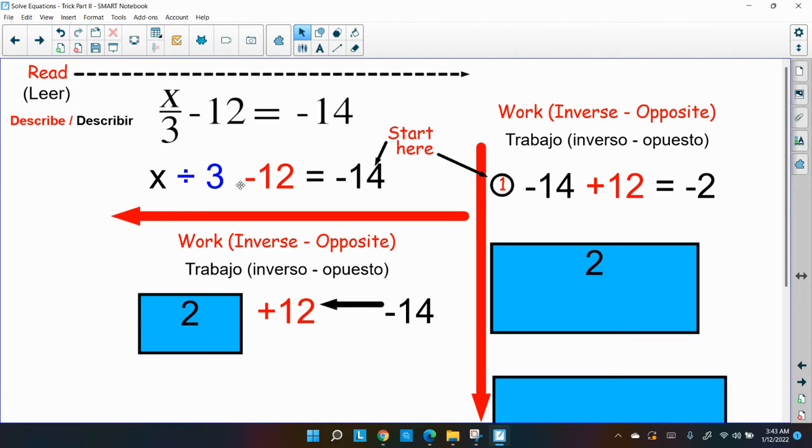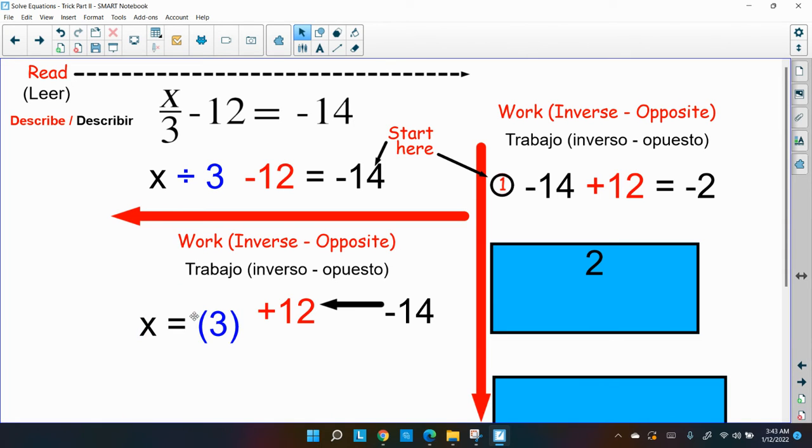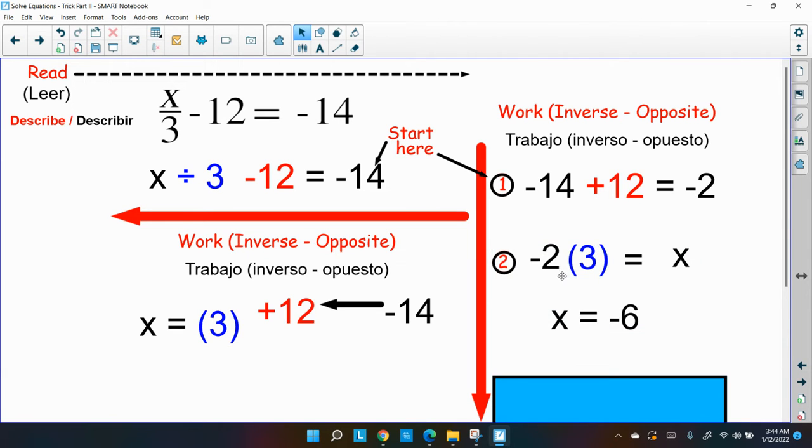Now, as you continue to work from right to left, here we ran into a divide by 3. As we read it, we're dividing by 3. So let's do the opposite of division, which is multiplication. Instead of dividing by 3, we're going to multiply by 3. What are we going to multiply by 3? If you remember the answer we got from the first step, negative 2, we're going to multiply that by 3. So negative 2 times 3 gives you the value of x, which is equal to negative 6 in this equation.